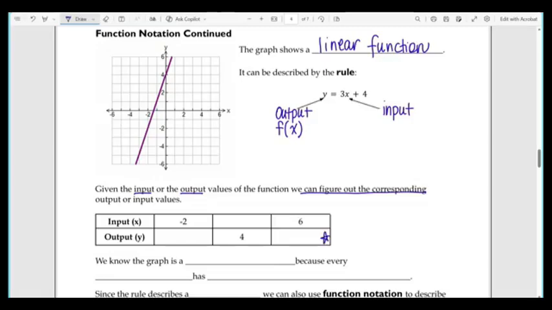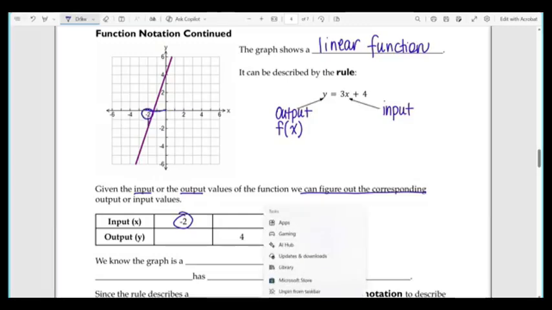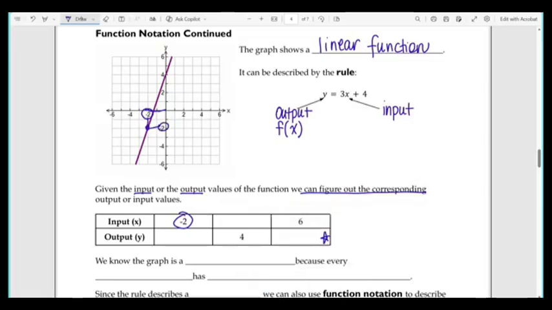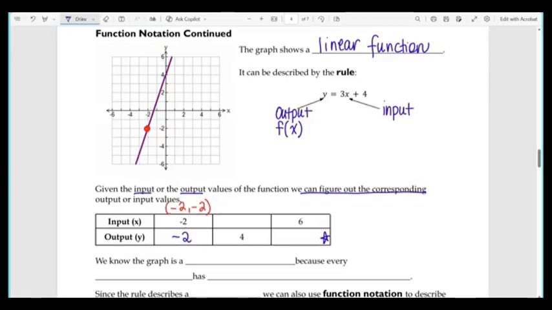So if I'm given an input of -2, input are your x values, I would, with my eyeballs, go over to the -2, then I would go down to where it intersects the line, and then look to see what that y value is. So in this case, the y value is -2. That coordinate would be -2, -2, which I made a red dot on the graph.